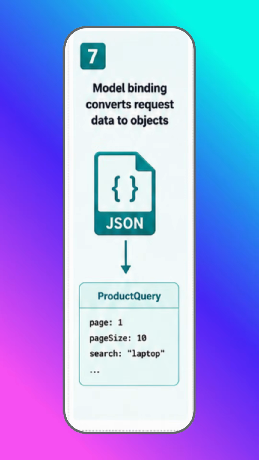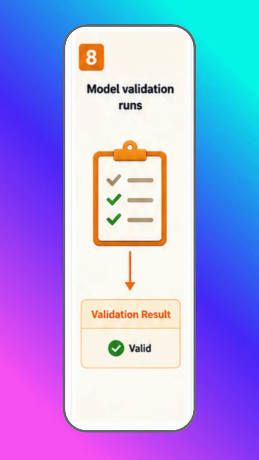7. Model binding converts data to objects. Incoming request data, query string, body, route values, is mapped to C# objects automatically. 8. Model validation runs. Validation checks ensure the incoming data follows defined rules and annotations.